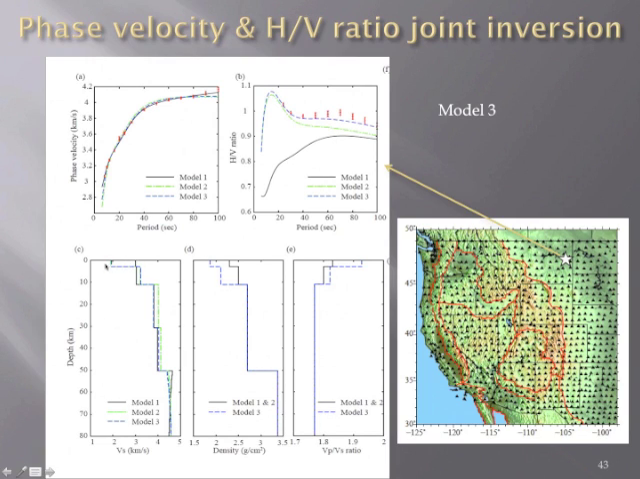3-kilometer sediment over here. And also, if you look at the prediction, now it can explain the phase velocity as well as HV ratio pretty well. So by including this new information of HV ratio, it allows us to resolve the shallow structure of the top 3 kilometers, not only VS structure, but also density as well as VPVS ratio.